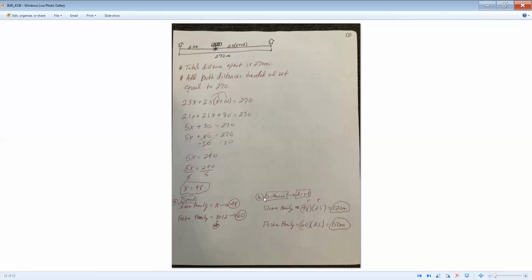B asks for the distance that each one of them drove. So what you do is plug in, but just do rate times time. We have our rate, which is 48 and 60, multiplied times 2.5, which is the time for both. So 48 times 2.5 is 120 miles. 60 times 2.5 is 150 miles. So the slower family traveled 120 miles. The faster family traveled 150 miles. And don't forget, they should add up to give us 270. That's the distance between the two.